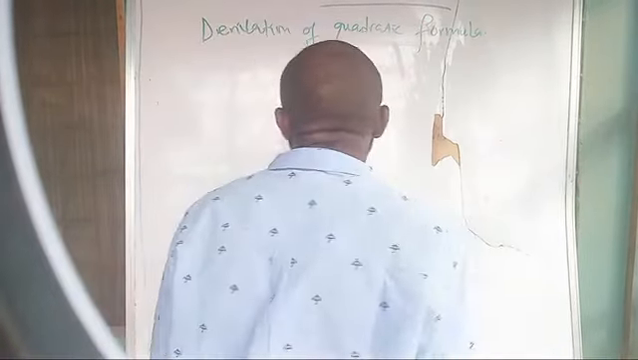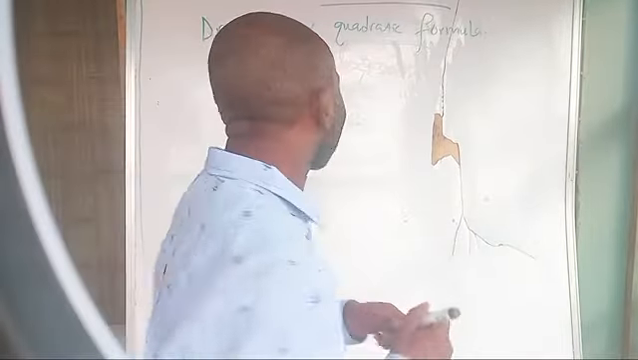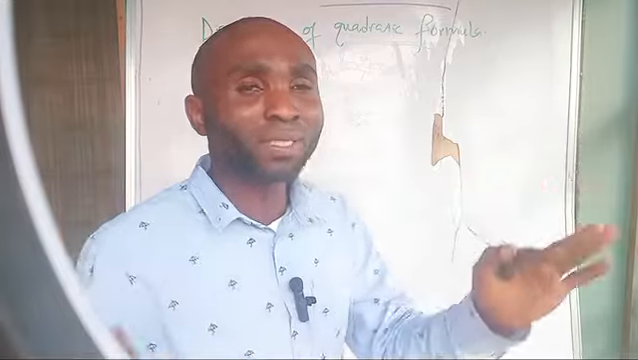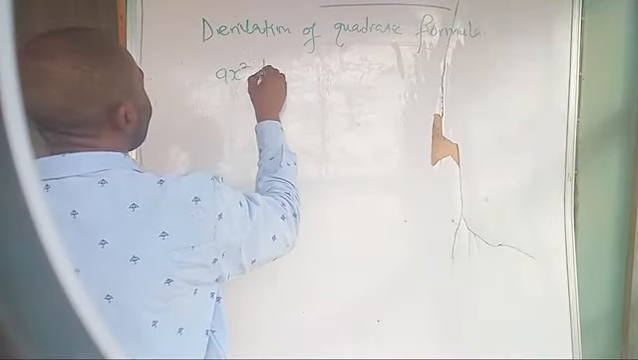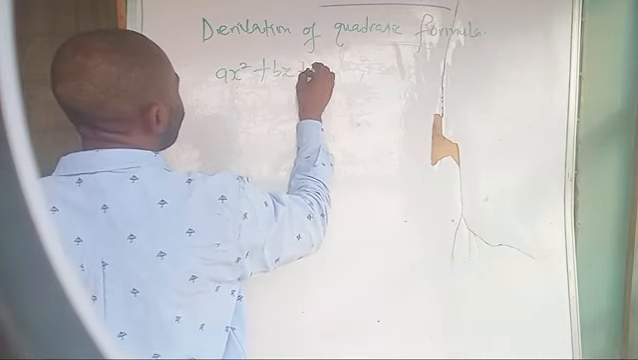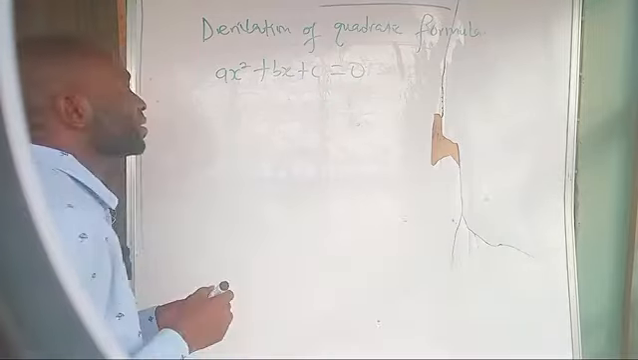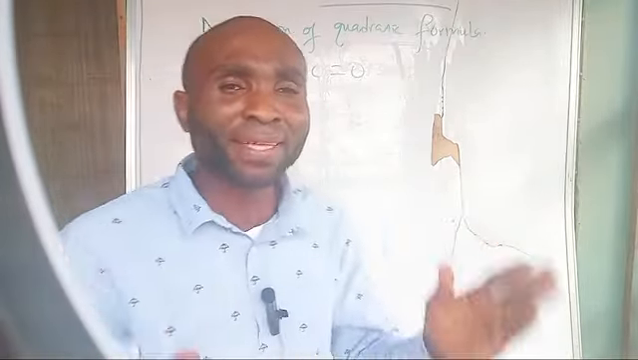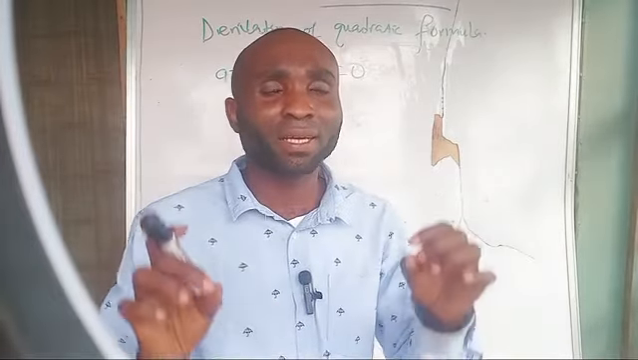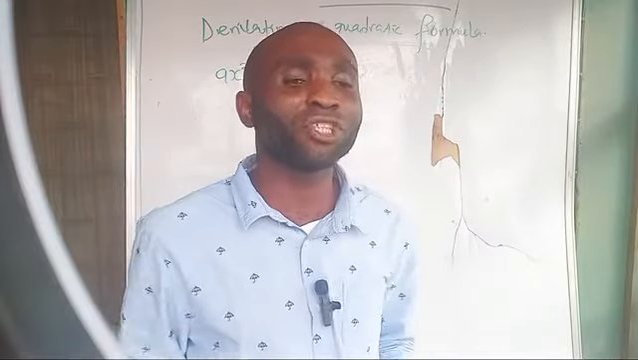So guys, this is the normal formula for a quadratic equation. We have ax squared plus bx plus c is equal to 0. This is the general way of writing a quadratic equation.